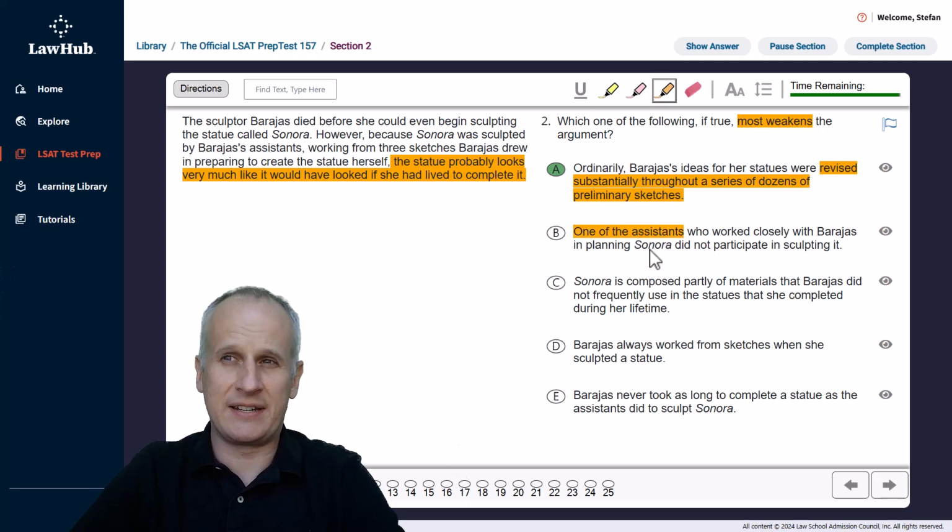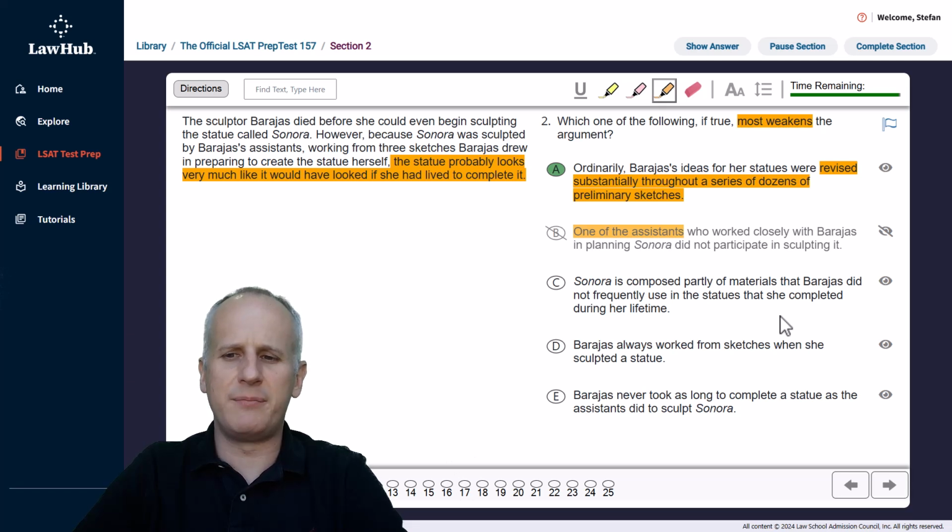Was that assistant terribly involved in the sculpting? Was that assistant, when it comes to planning Sonora, somebody who does sculpting at all? I have no idea. I need additional information to relate this conclusively to the conclusion, so we should be able to eliminate choice B. Next, choice C.